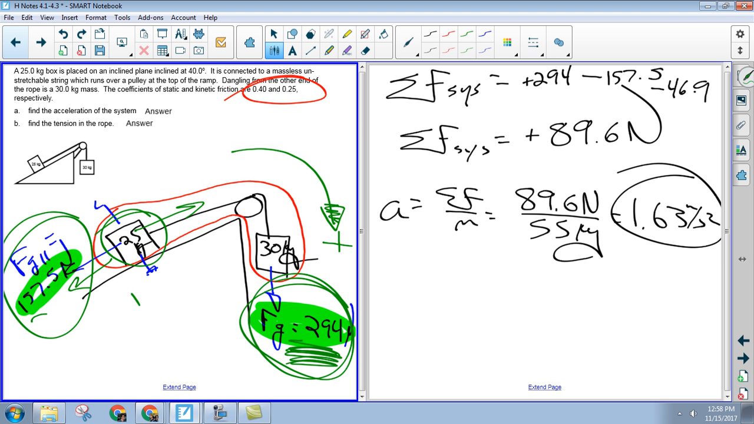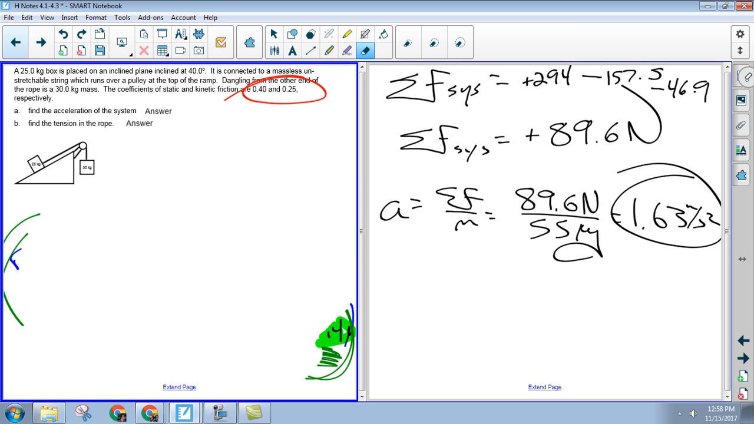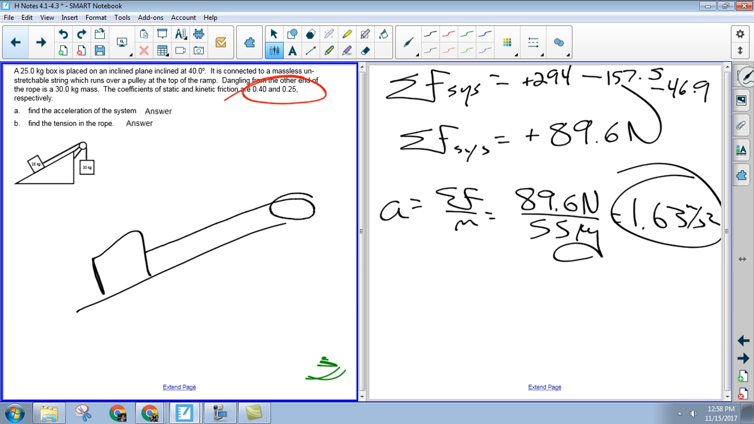Sophia? So let me say this. From our original drawing, which is now getting terribly cluttered, tension pulls this guy this way, right? And it pulls this guy this way, right? So from our original sign convention, I agree that this one would be positive and this one would be negative. But that's within the system, and we don't really care about the tension within the system, because they're internal forces.